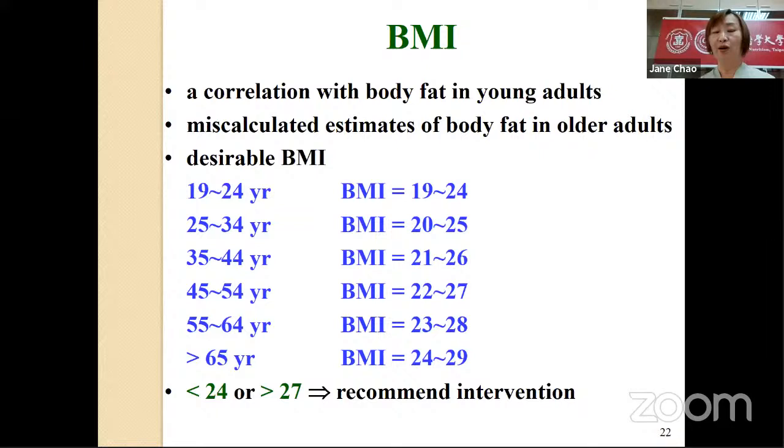So you can see the desirable BMI for 60 years old or older is 24 to 29. Why does increasing age increase desirable BMI values? Why? Does anybody have questions, or want to answer the question? If you want to answer the question, please turn on your microphone. Anybody? Why does increasing age increase desirable BMI values?